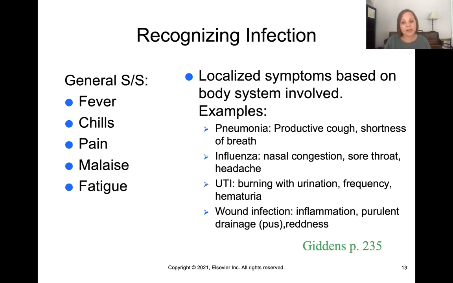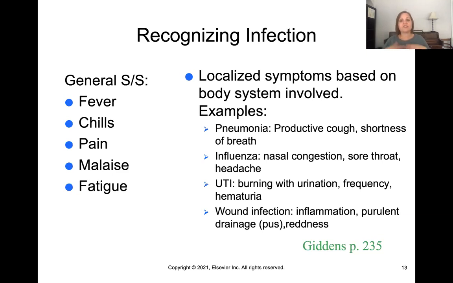If you have a urinary tract infection, also known in our world as a UTI, someone with a urinary tract infection is going to have burning with urination, hematuria, which means blood in the urine, or urinary frequency, where they're going to the bathroom a whole lot. And then someone with a wound infection is going to have localized inflammation, redness, and swelling, purulent drainage, meaning like nasty yellowy green pus, and redness.